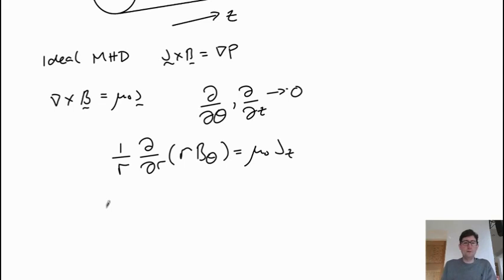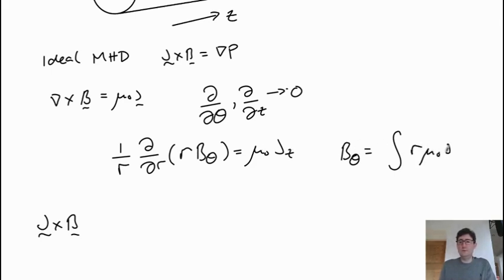So we can use basically J cross B. And now we need to work out what this B_theta is. So we can just invert this. So B_theta is just the integral, so we're integrating r times mu naught times J, or mu naught J_z, integrating it in r, and then divide by r like that.